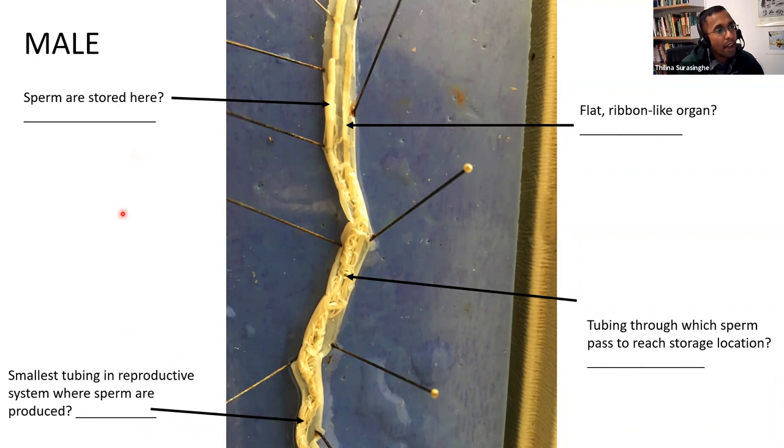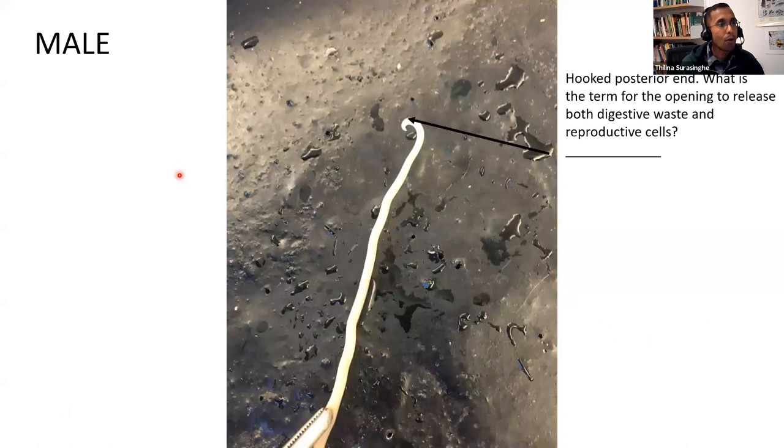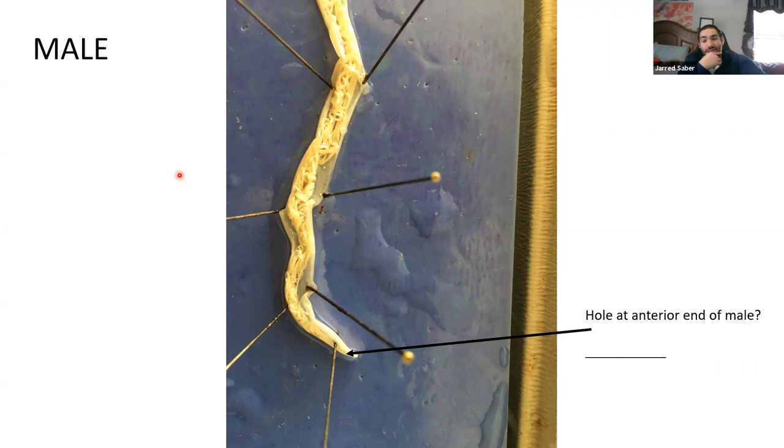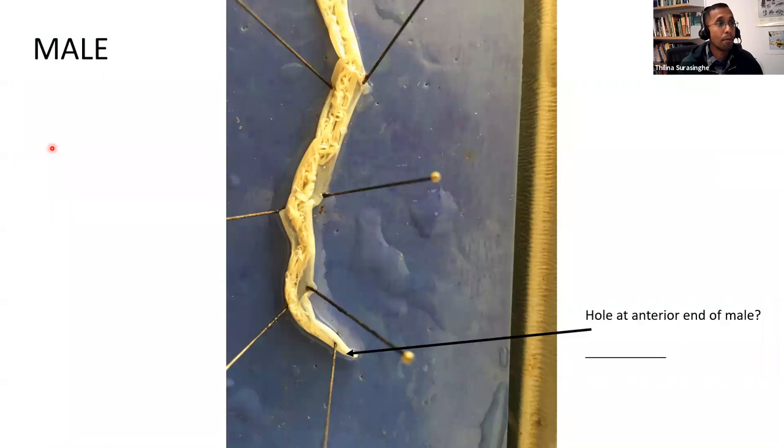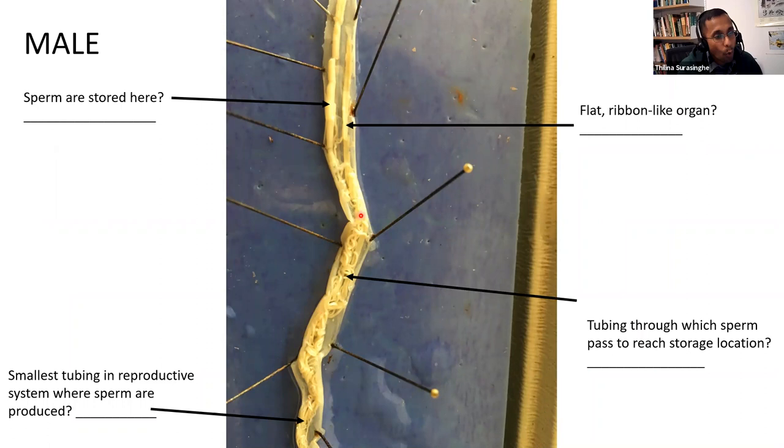And then sperms can be stored somewhere, right? It goes through a tube and is stored somewhere. Where do you think we store sperms? Well, you might not know the answer, but if you do know, shout it out. Vas deferens versus seminal vesicles, right? So vas deferens is actually the tube that connects testes with seminal vesicles. It is the seminal vesicles that store sperms, right? And this particular coiled part is the vas deferens, where the sperms pass from the testes to the storage.